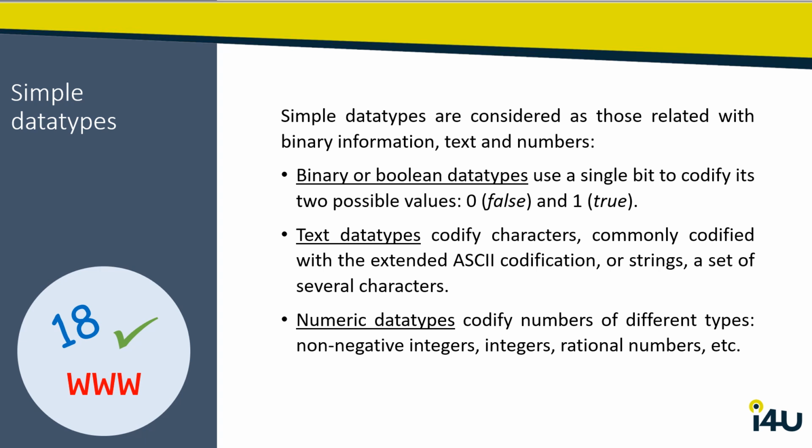Simple data types are considered as those related with binary information, text, and numbers. Binary or Boolean data types use a single bit to codify its two possible values: 0 to codify the false value, and 1 to codify the true value. Text data types codify characters or strings. Extended ASCII codification is widely employed to codify 256 characters and symbols with 8 bits, while strings are constructed as a set of several characters.